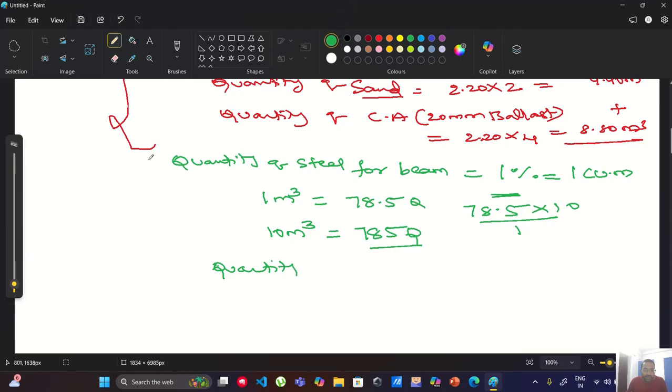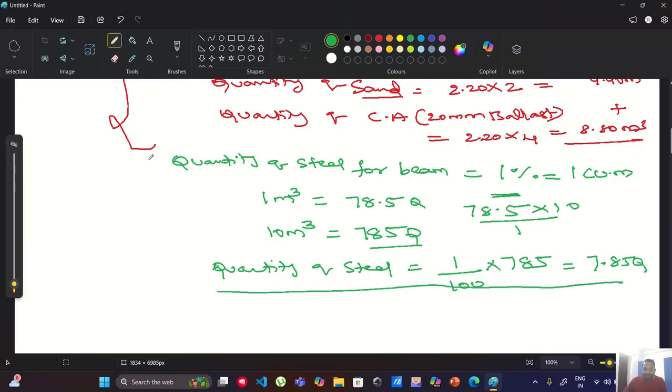Okay, now here I am considering the quantity as 1%, so the final quantity of steel is equal to 1%, means 1 by 100 into 785 quintal. It must be equal to 7.85 quintal for beam.